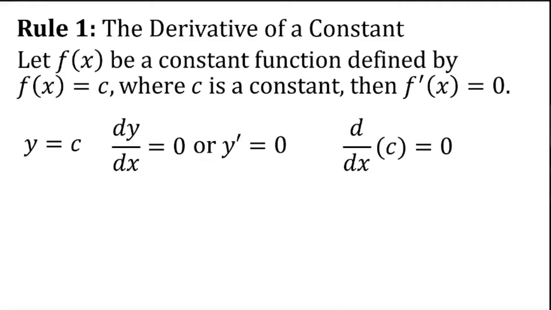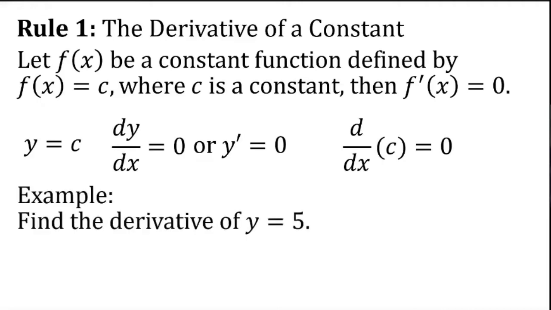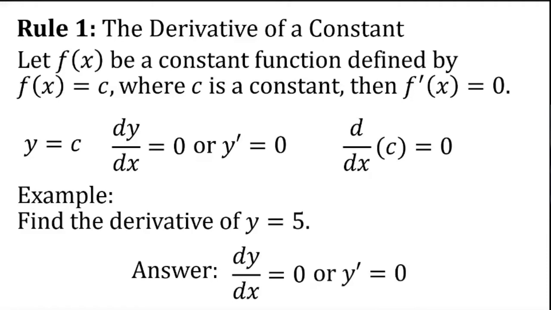So minsan kasi makakakita kayo ng mga given na bawat term merong d over dx. So ibig sabihin, bawat terms na yon na meron, i-differentiate yon. So that is the operator for differentiation. So for example, find the derivative of y equals 5. Answer, dy over dx is equal to 0, or y prime equals 0.